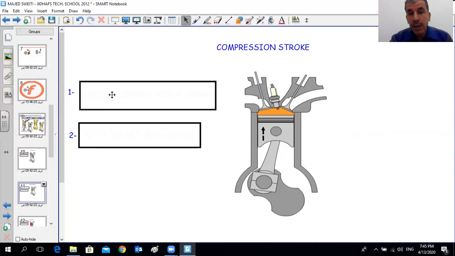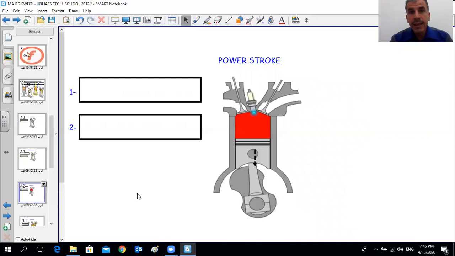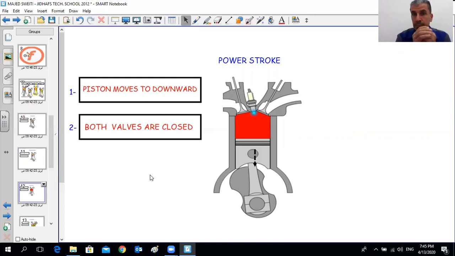Let's summarize the other strokes. The compression stroke: what about the piston? It moves upwards. Now, what about the valves? Both valves are closed. Let's check the power stroke. In the power stroke, the piston moves downward, as the power of combustion makes the piston move down. And what about the valves? Both are closed. That's to make the power more effective.